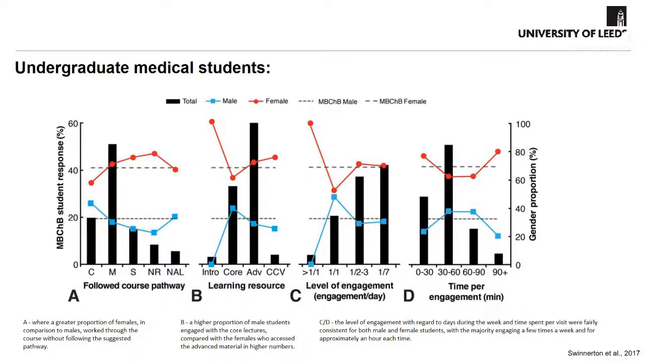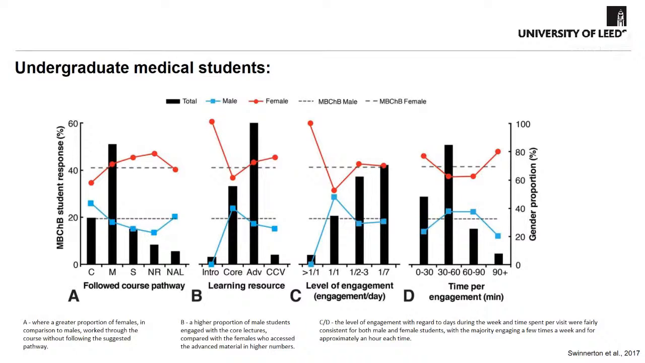So this first graph shows you, did they follow it completely, moderately, sometimes, not really, not at all. And the blue is male and the red is female. And what you can see is that females were much more likely to not really follow it and not at all. They tended to personalise their journey through the MOOC much more so than males did.